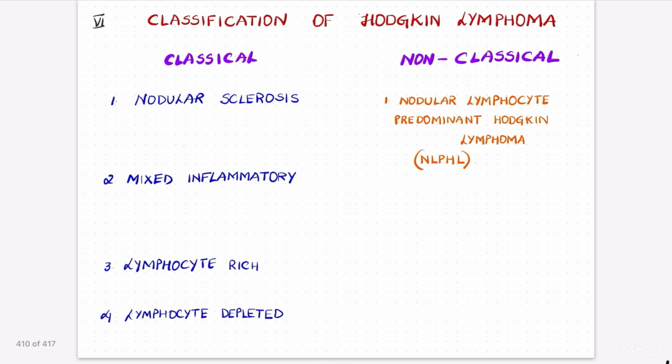Coming to the classification. Now let us classify Hodgkin's lymphoma. It is classified under two headings, classical and non-classical. The classical has four entities. These are the four entities of the classical. Under non-classical, we have only one. Thank God we have only one under the non-classical.